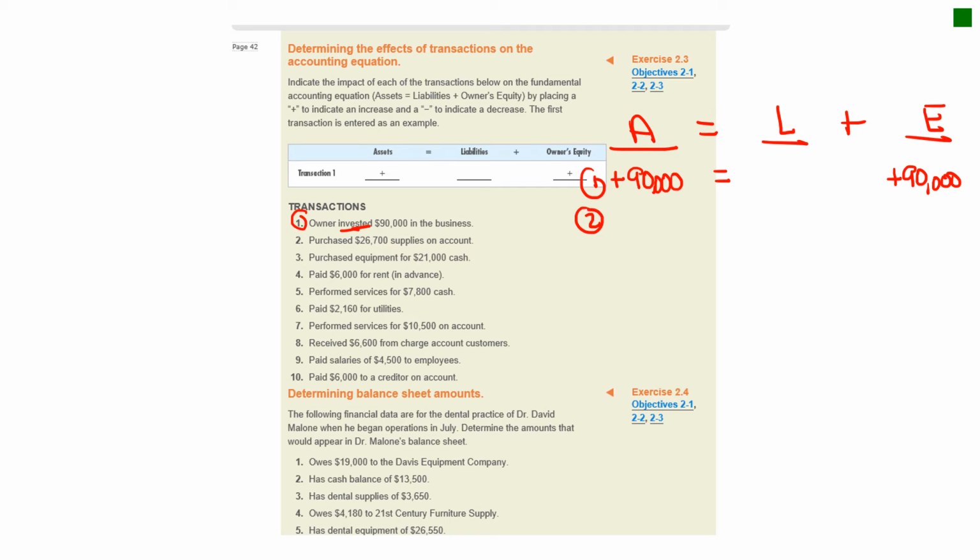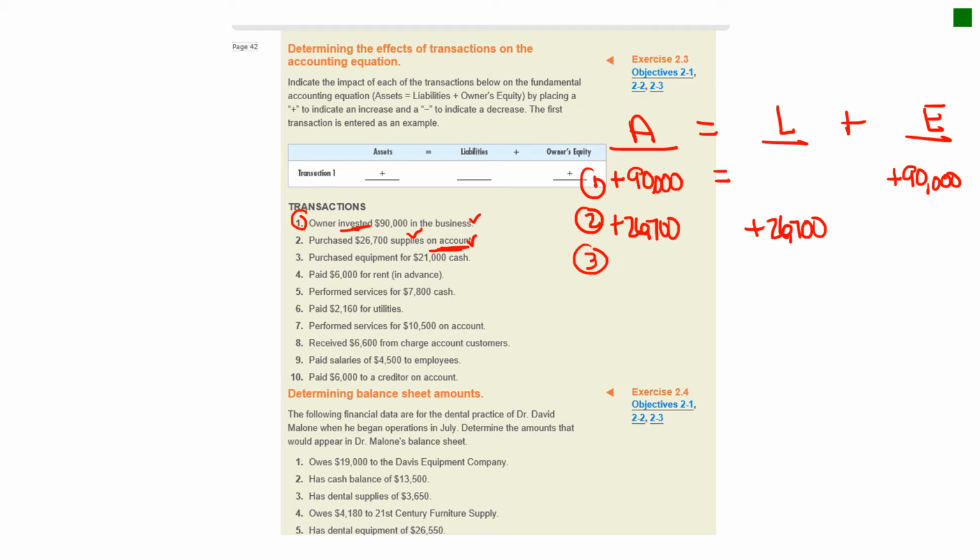On the second one, it says you purchased $26,700 supplies on account. So anytime you see this on account, that's going to be a liability. It means you haven't paid for it yet. You can still receive it, but you can pay later. Supplies is an asset. So I'm going to do a plus $26,700 on the asset side. Now remember, we have to balance. So this is going to go as a liability. I'm going to put $26,700 as a plus to the liabilities, because anytime it's on account, guys, that's going to be accounts payable. Okay, so that's the second one.